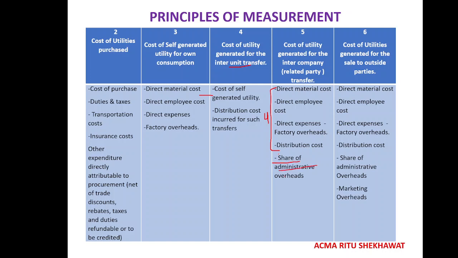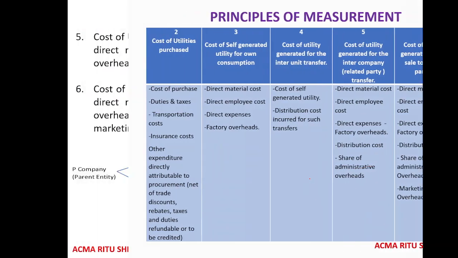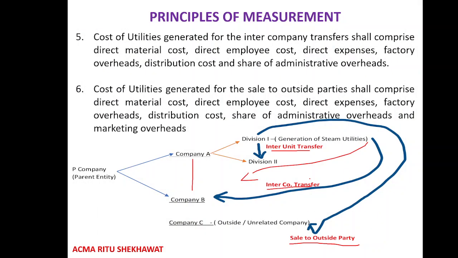Now, what is the share of administration overhead? Where does it come from? So let's go back to our diagram. If we are transferring from division 1 to division 2, then that is the inter-unit transfer. If we are transferring from division 1 to company B, that is company A and company B. Company A has its own administration overheads, but company B also has its own overheads.